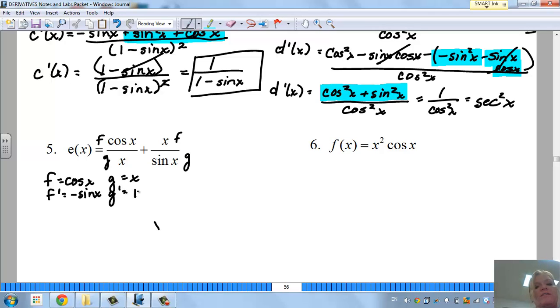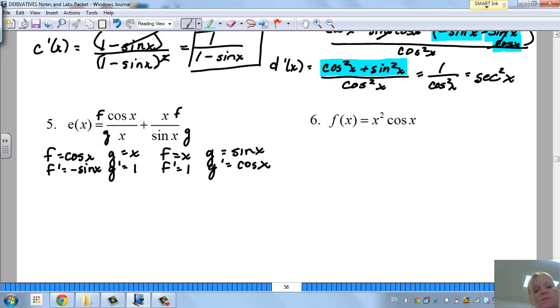Let's look at the second fraction. I got f is going to equal x, f prime is going to be 1, g is the sine of x, and g prime is going to be the cosine of x. So let's set them up. We've got two quotients here. We'll do them both side by side here.